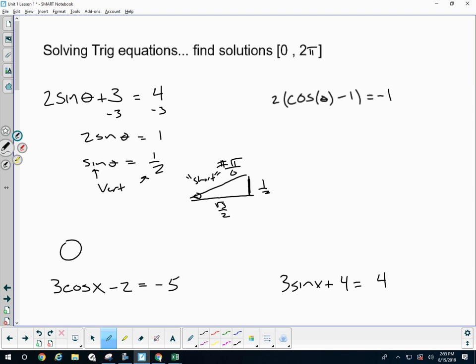You might think, oh, that's my answer, pi/6. That's not all my answers. We are looking for all solutions between 0 and 2 pi. 5 pi/6 is my other one.